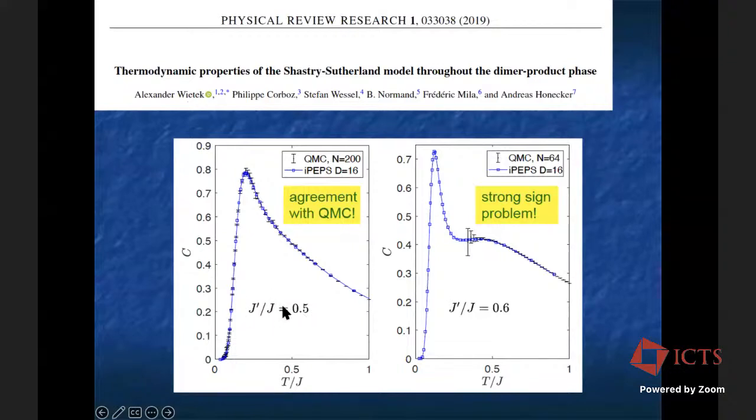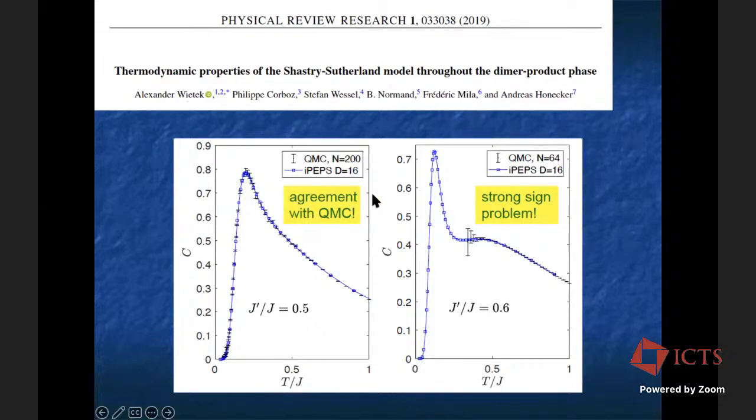If we take a ratio 0.5, quantum Monte Carlo simulations are represented here with these error bars, and this is the specific heat. The iPEPS data obtained for bond dimension 16 are shown as the blue line, and they are basically indistinguishable. So iPEPS with a moderate bond dimension, that is a bond dimension that one can simulate in a finite time, seems to be very accurate.